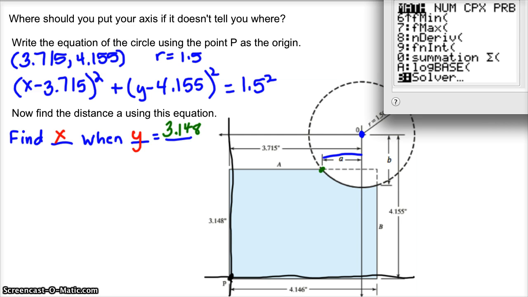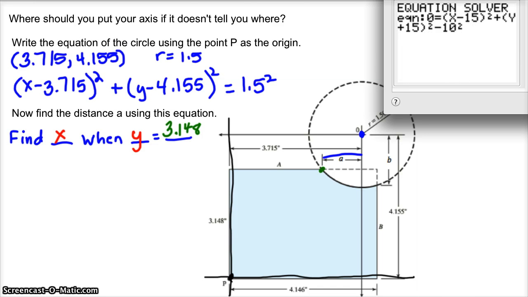Okay, and I just hit the up arrow button to get to solver. If you already have something in there, you're going to have to clear it. Then I'm just going to type in my equation. So x minus 3.715. Don't forget your beginning parentheses. I didn't say it, but you should have beginning parentheses there.